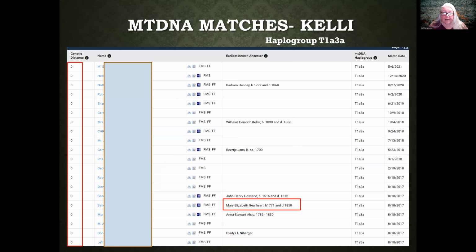Now, if you look at my mitochondrial matches, what you'll see is a little bit different story than what my husband has, because look at all those zeros. I have hundreds and hundreds of matches, and I have several pages of 0 genetic distance. So if you look at my list, what do you see here? I see a Mary Elizabeth GEARHEART. Now remember, I had a Sarah GEARHEART in my matrilineal line. So that's interesting that someone is saying their earliest known ancestor is Mary Elizabeth GEARHEART.